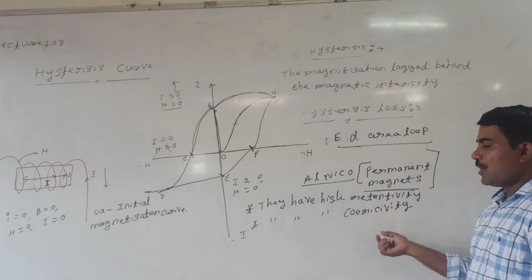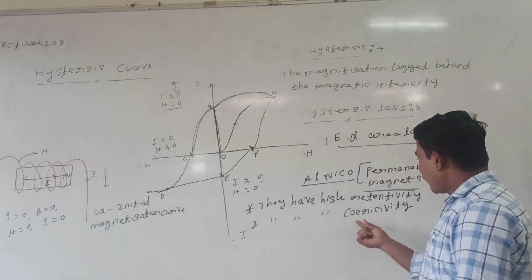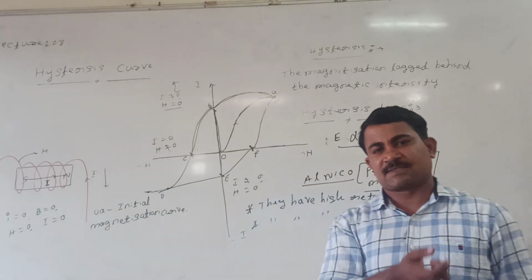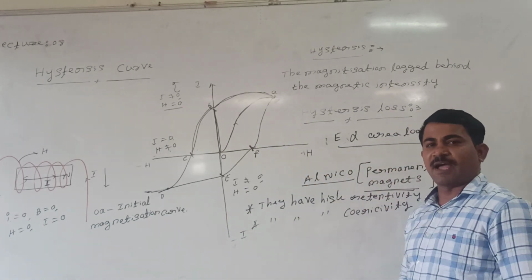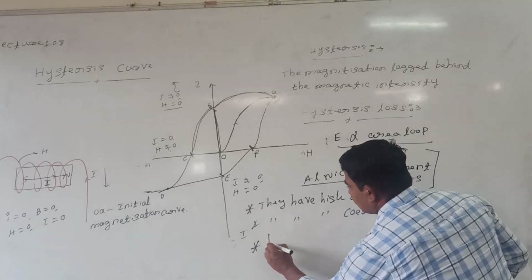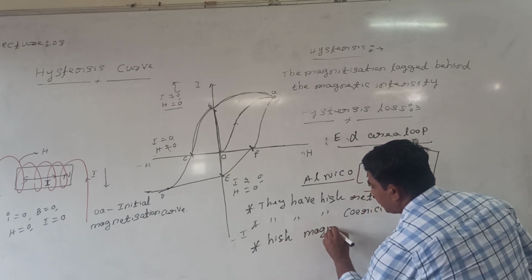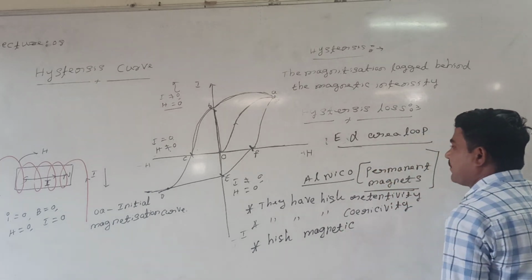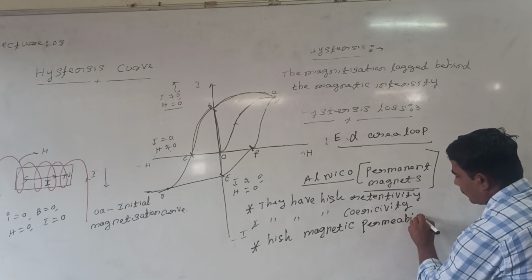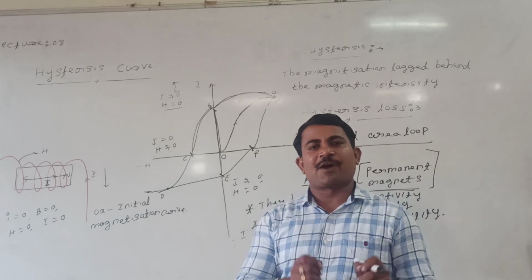What is the meaning of this? Once you magnetize, that magnetic property will remain for a long time. And what is the meaning of high coercivity? Once you magnetize, it never gets demagnetized. And the condition must be that they have high magnetic permeability. These are the conditions for permanent magnets.